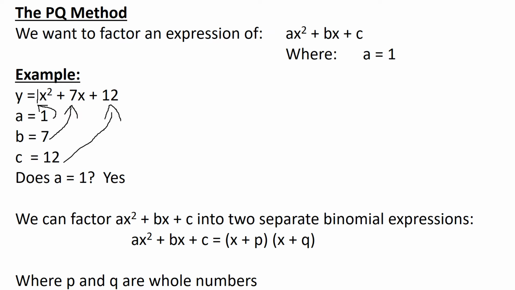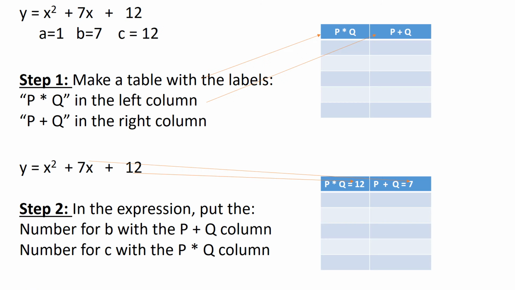We can factor ax squared plus bx plus c, which in this case is x squared plus 7x plus 12, into two separate binomial expressions, x plus p and x plus q, where the p and q are whole numbers. Now, I've got the expression up here, x squared plus 7x plus 12. Again, my a is 1, my b is 7, my c is 12.